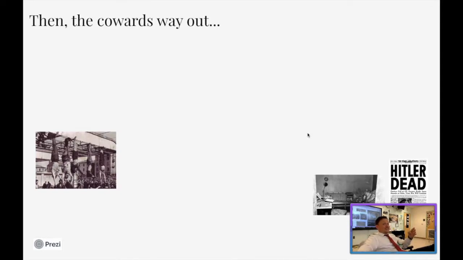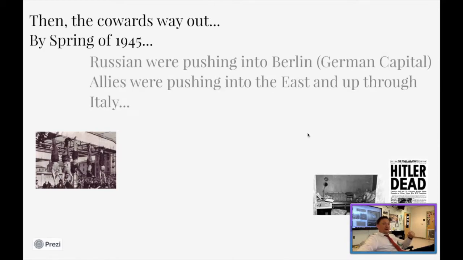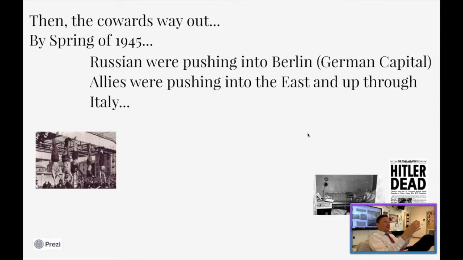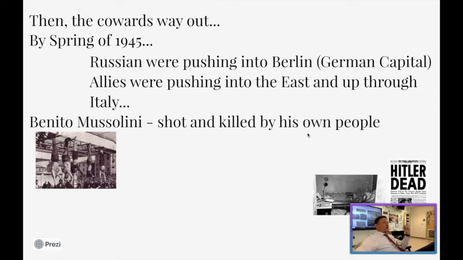And the thing is, the cowards then take the coward's way out, right? By the spring of 1945, Russians were pushing into Berlin, which is, of course, the German capital. And Allies are pushing in from the east and coming up through Italy. And what ends up happening is a ridiculous thing. Both of the fascist leaders, Mussolini and Hitler, end up dead in the spring of 1945. Benito Mussolini would be captured, arrested, shot, and killed by his own people, right?